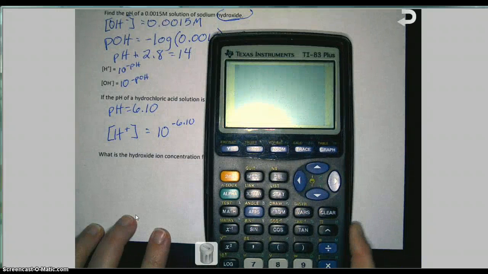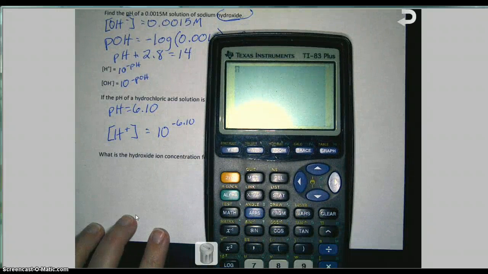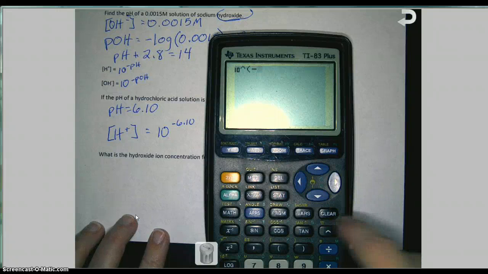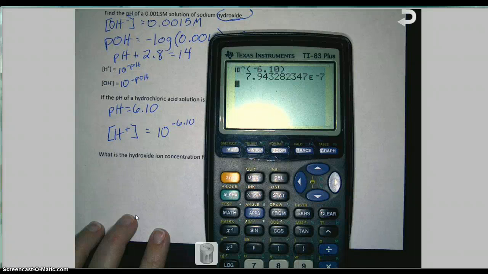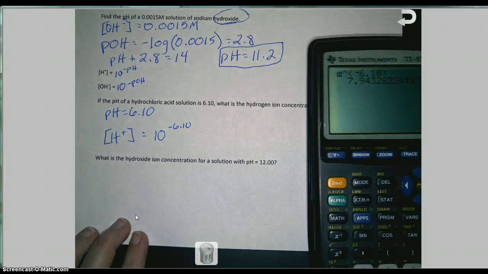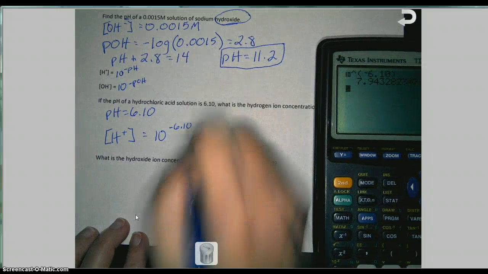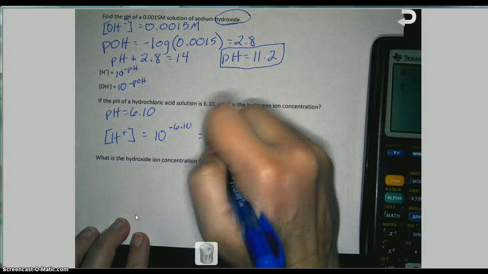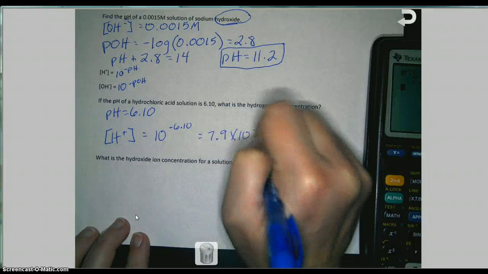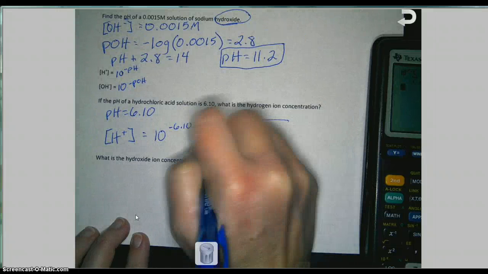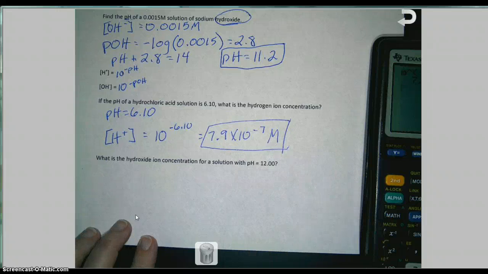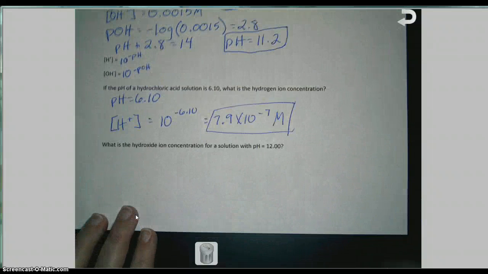So you're going to type second log, and you get 10 to the caret, negative, not minus, negative 6.10. Enter. So our H plus concentration is 7.9 times 10 to the negative 7. And our units are molarity. Remember, concentrations are molarities. Okay, last one.